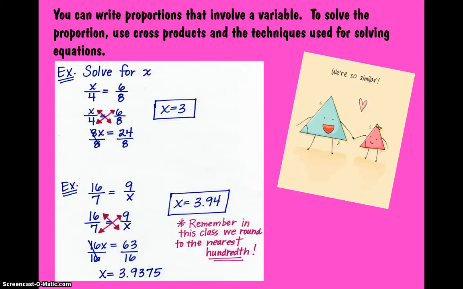Again, same thing, we need to get rid of that 16. The sign between the 16 and the x is multiplication. Therefore, we do its inverse or opposite, which is division. Divide both sides by 16, and we get x is equal to 3.9375. Remember, in this class, we round to the nearest hundredth. Therefore, our answer is x is equal to 3.94.